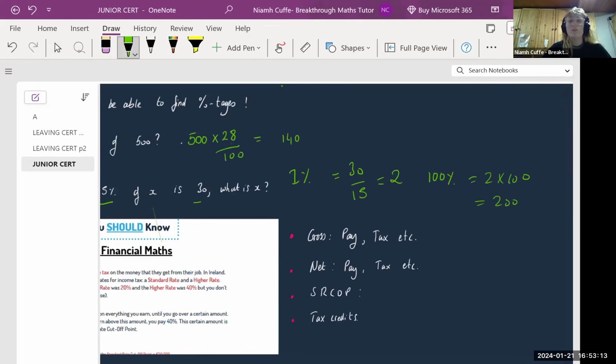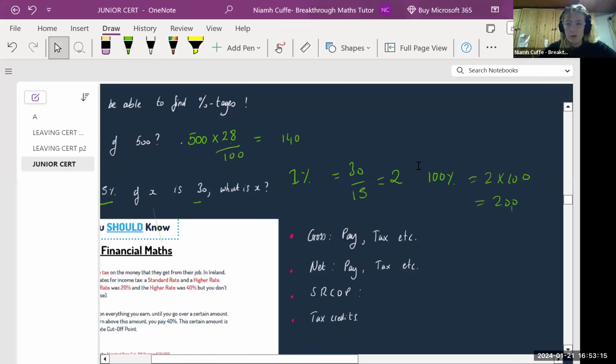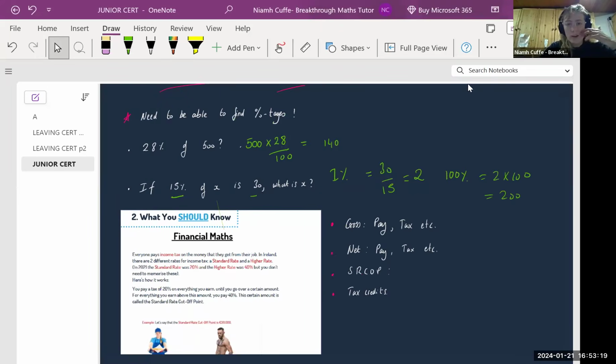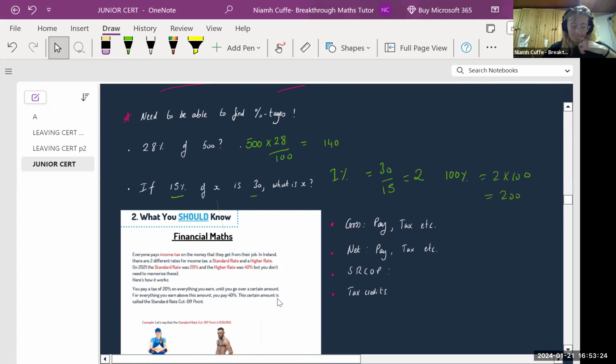These two skills are super essential for financial maths. Really, really essential. To find a percentage of a number, but then if you know a percentage of the number, what is the full number?